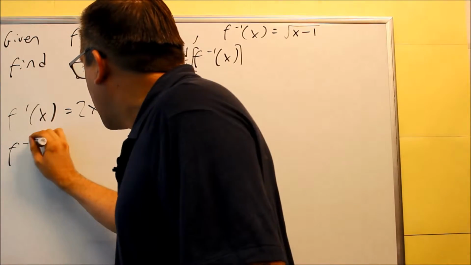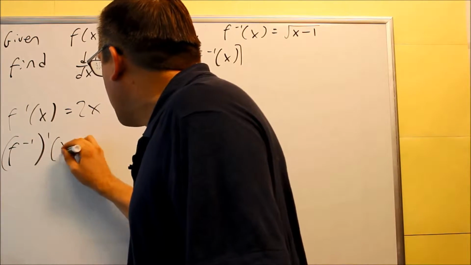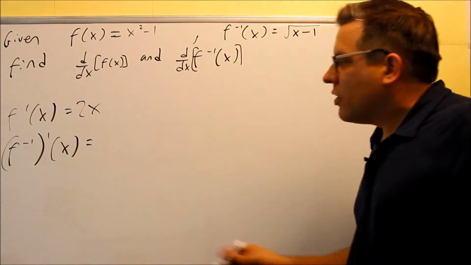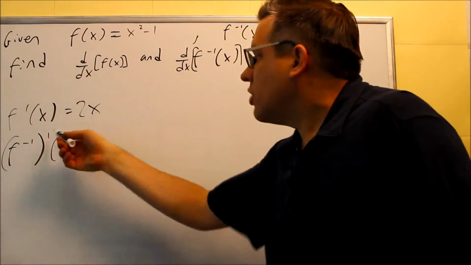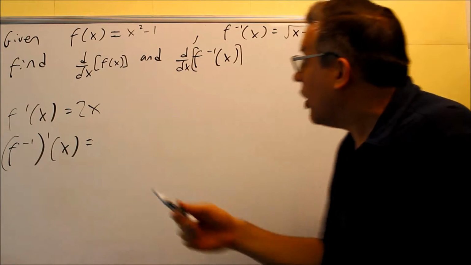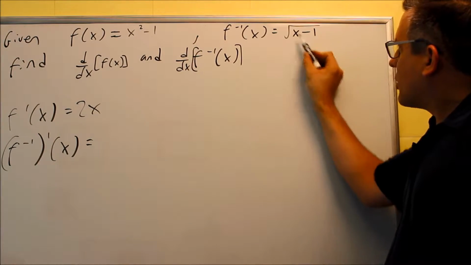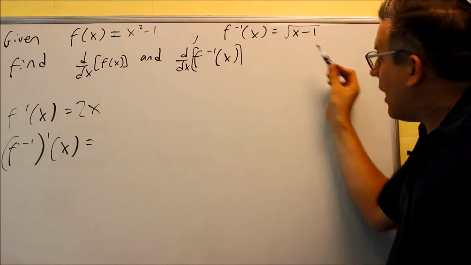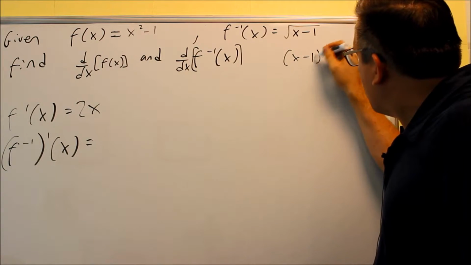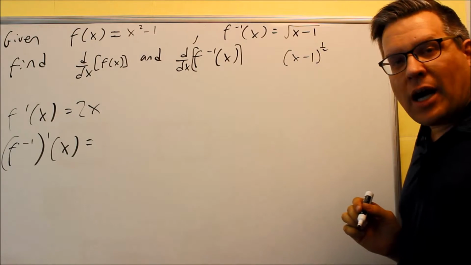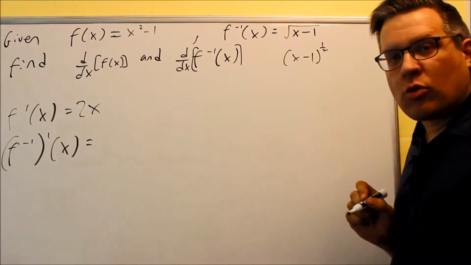So here's how you're going to write that notation. If you want to use the prime notation, this is how you'd write it. The inverse prime, that means you're taking the derivative of the inverse. Now this is going to involve a chain rule because I've got something inside here that's not just a regular x. So I'm going to write it as x minus 1 to the 1/2 power. That way I can apply the power rule to the outside.